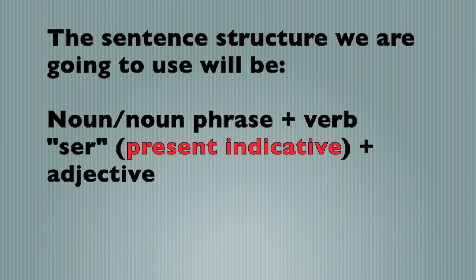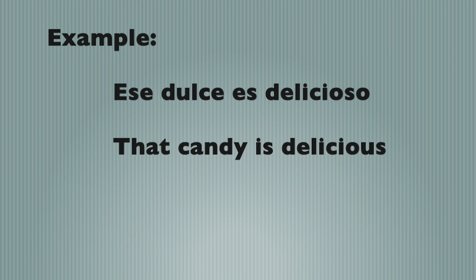So the focus of this lesson is describing something using an adjective. So our sentence structure for today is going to be the noun or noun phrase plus the verb to be in its present indicative form plus the adjective. Por ejemplo, ese dulce es delicioso.